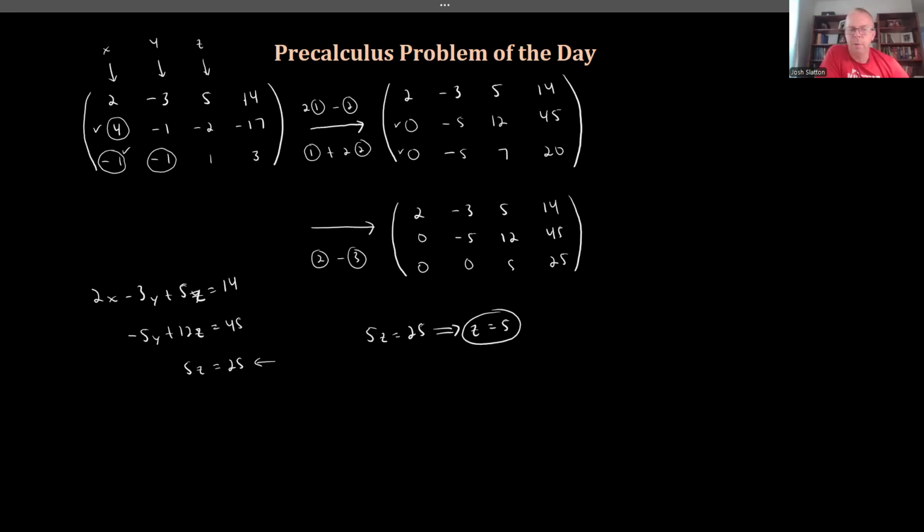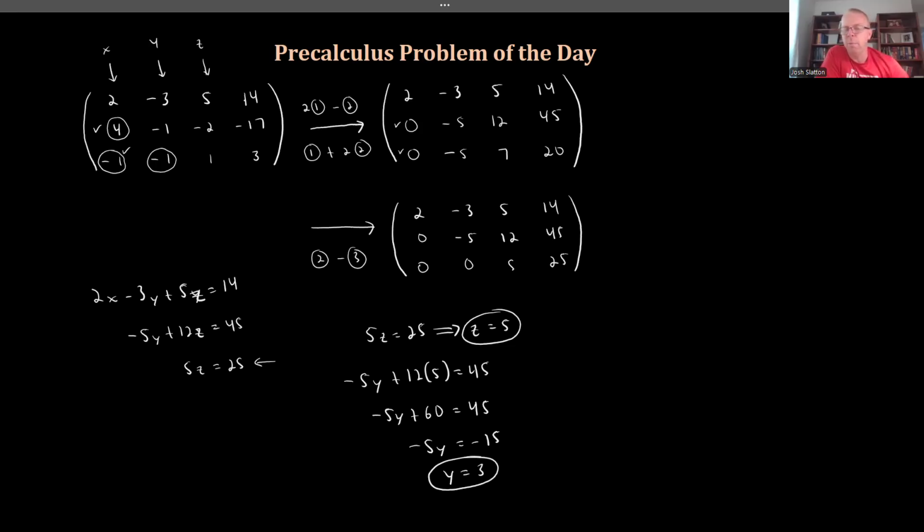Now plug it in. Now we're just going to work up. So negative 5y plus 12z, but z is 5, equals 45. So we have negative 5y plus 60 equals 45. Negative 5y equals negative 15. So we get y equals 3.